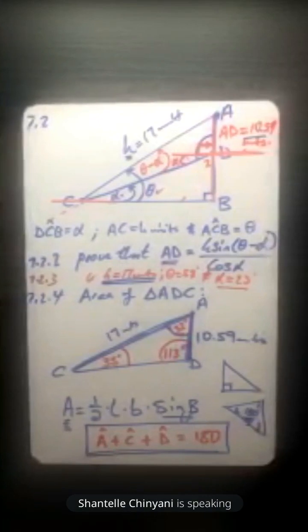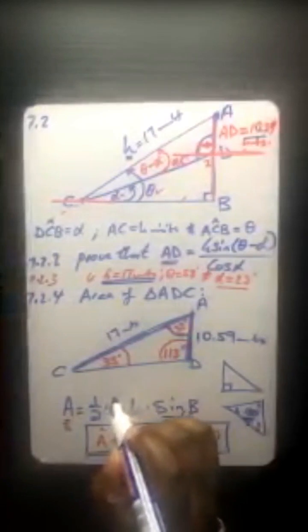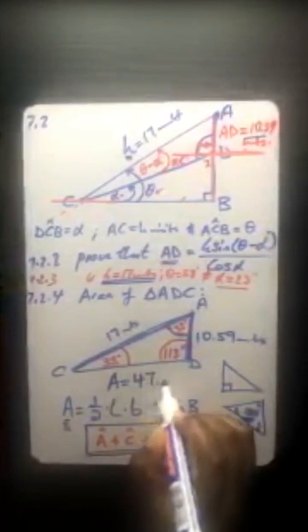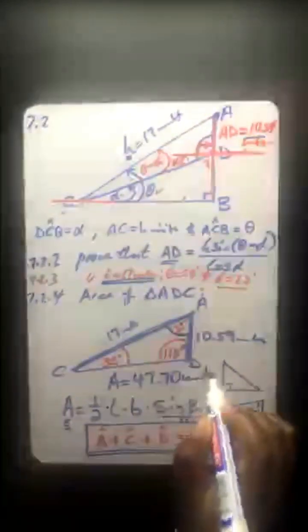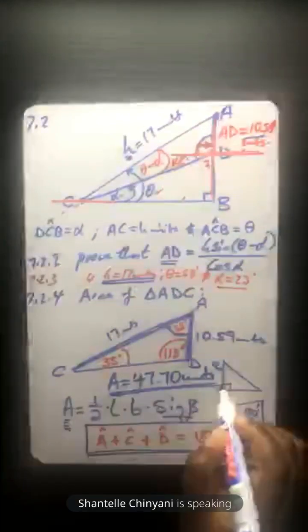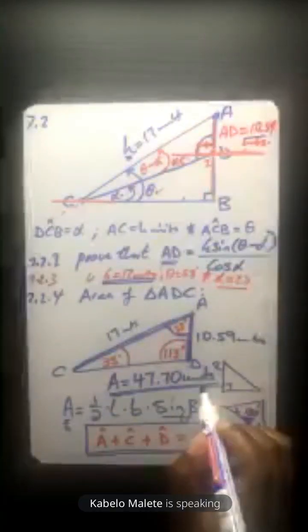That was the last question, honorable members, and it was only allocated 3 marks. What is the area? Sir, I'm back. I got 47.70 square units. Is this correct, honorable members? Sir, I used sine 32. Yes, sir, it's correct, the same.